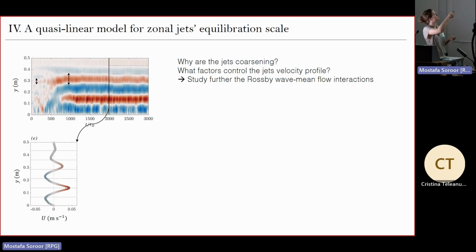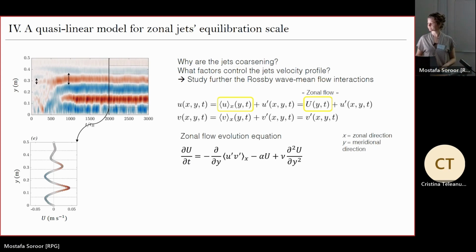And this is presumably of interest because if this regime is relevant to gas giants, then we want to know what controls the scale of the jets in the second regime to better understand what controls the scale of the jets on Jupiter and Saturn. So we're going again to work in the framework of wave mean flow interactions, still focusing on purely Rossby wave mean flow interactions, and try to understand how we could model this.